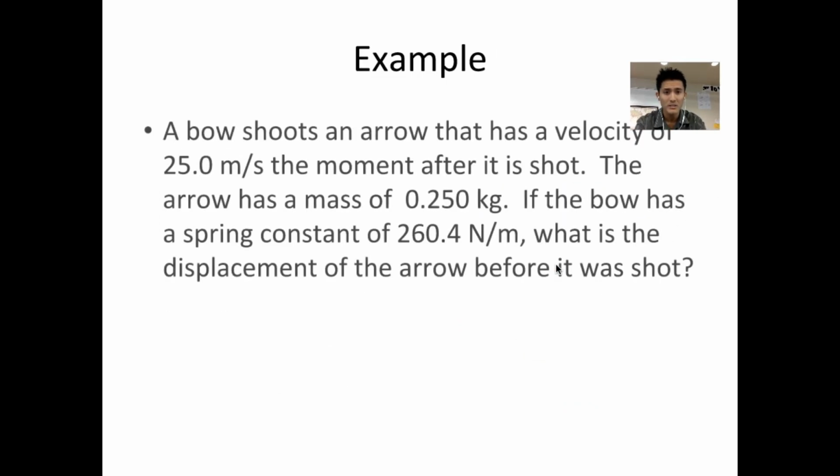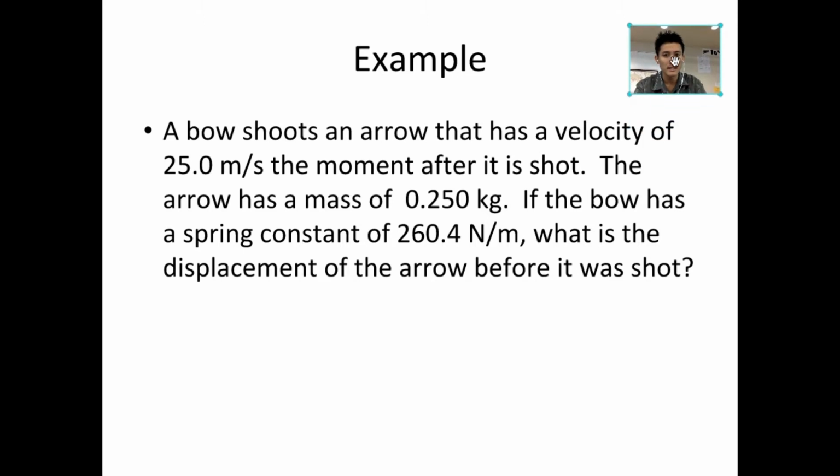And so here's an example of that. Let's say we have a bow that shoots an arrow at a velocity of 25 meters per second, and the arrow has a mass of 0.25 kilograms. If the bow has a spring constant of that, what is the displacement that I drew back the arrow? What is that displacement there?